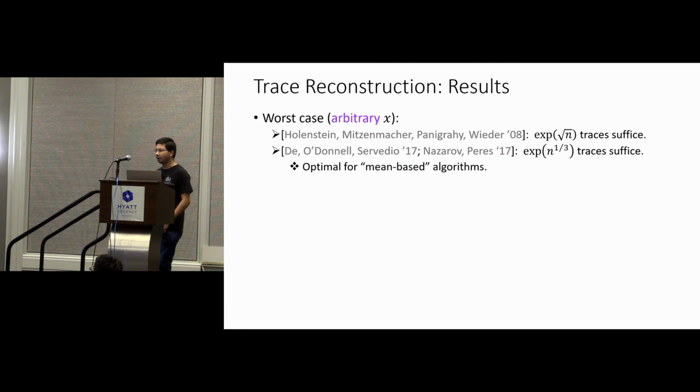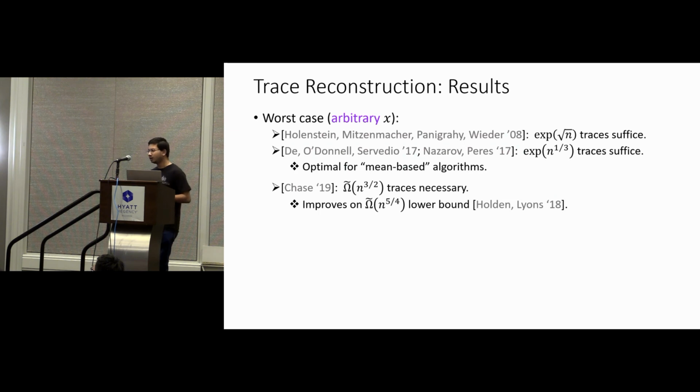They give something called a mean-based algorithm, and they also show that their bounds are the best for any mean-based algorithms. I won't really get into what mean-based algorithms are, but in terms of general lower bounds, we have an exponential gap between upper and lower bounds. The best lower bound on this problem, when the original string is arbitrary, is only polynomial, n to the 3/2.